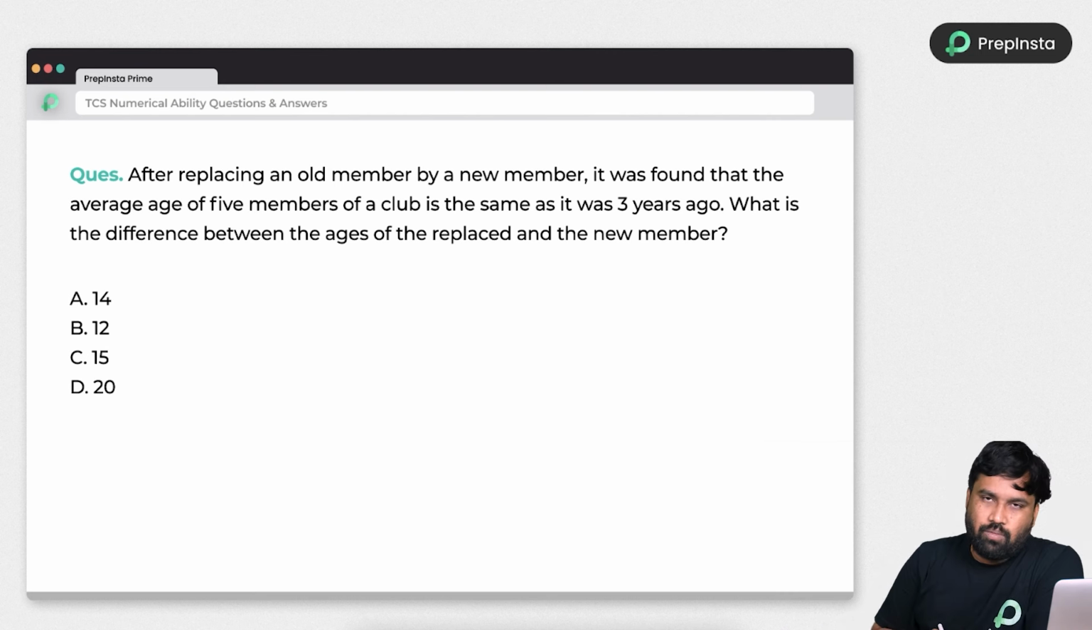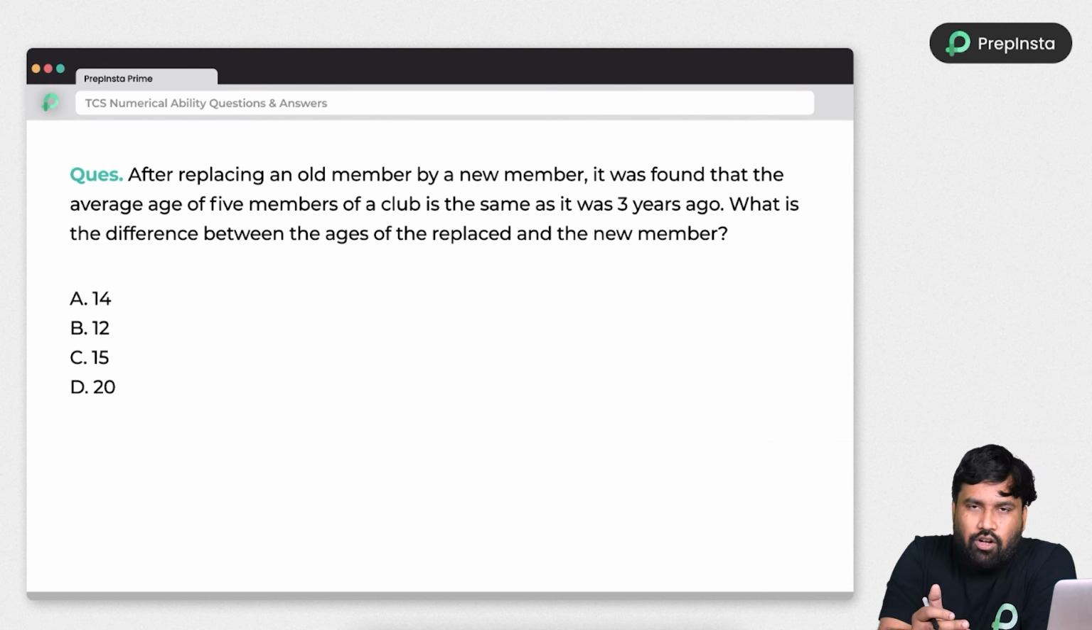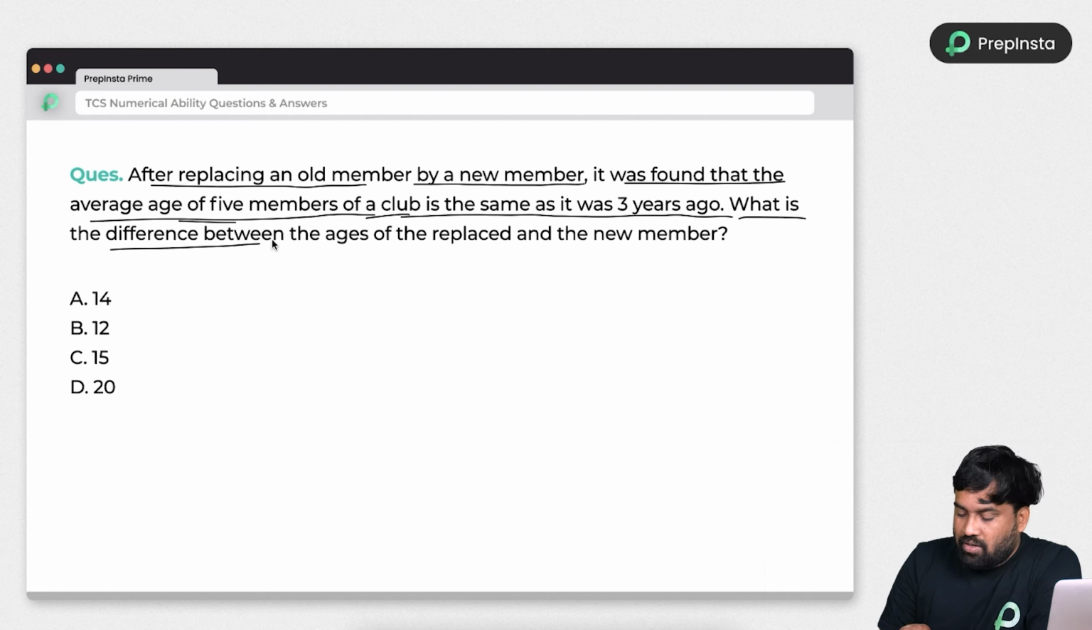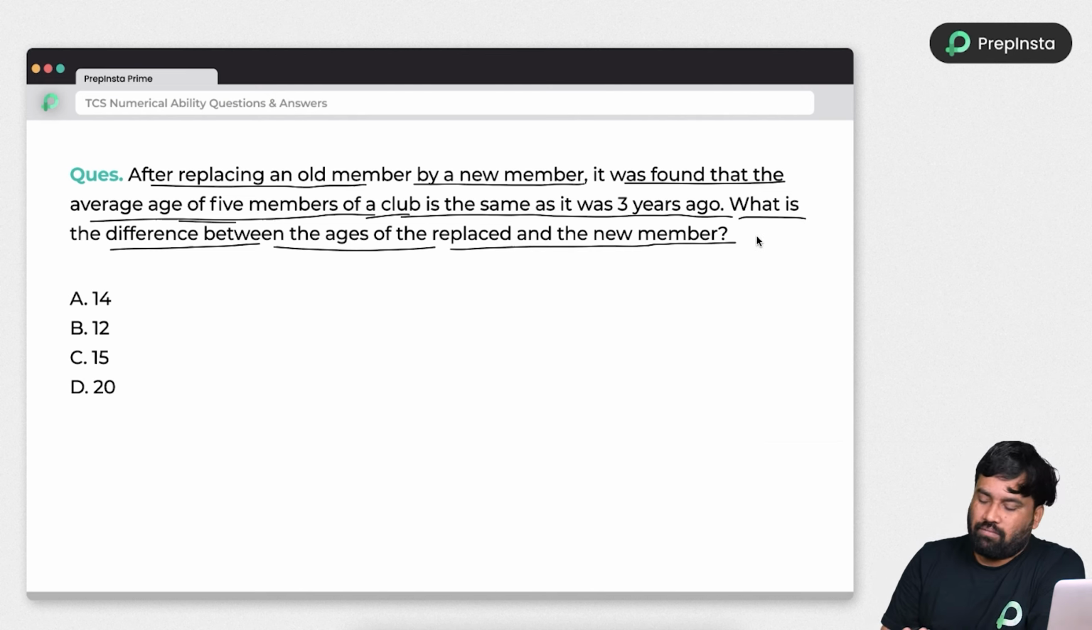So just look into the next problem. Again, I am telling you, please try to pause the video and solve it on your own first, then look into the solution. So let's see. After replacing an old man by a new member, it was found that the average age of 5 members of a club is the same as 3 years ago. What is the difference between the ages of the replaced and the new member?